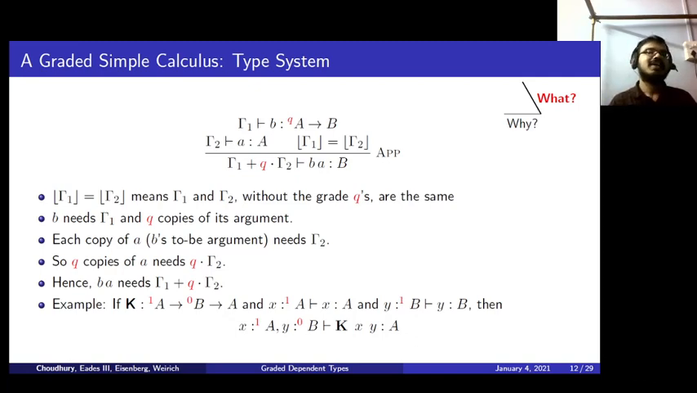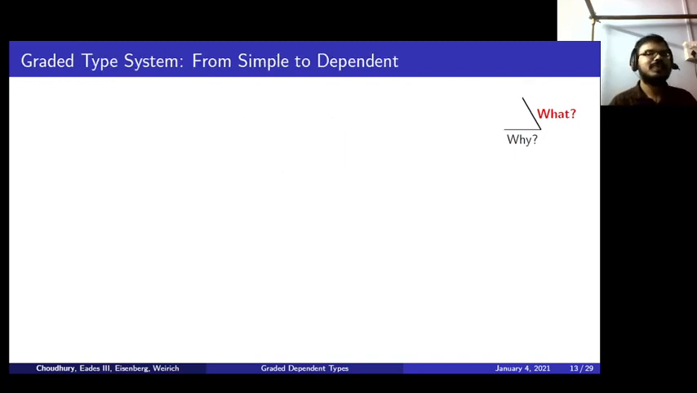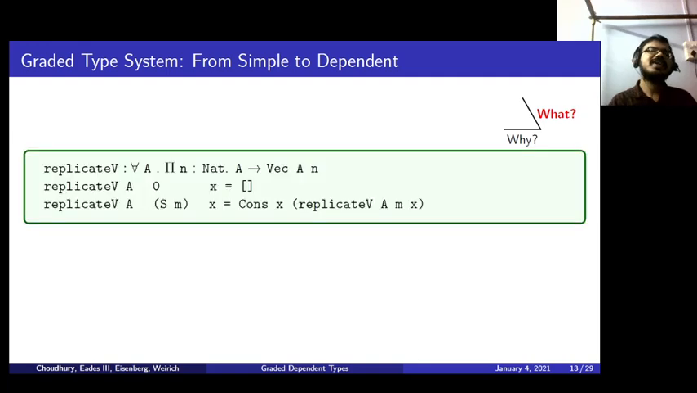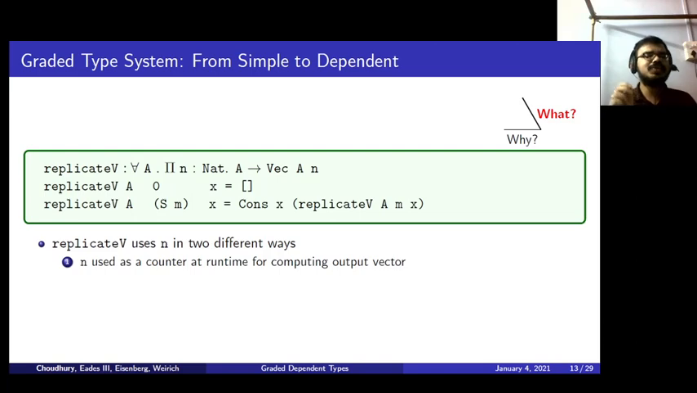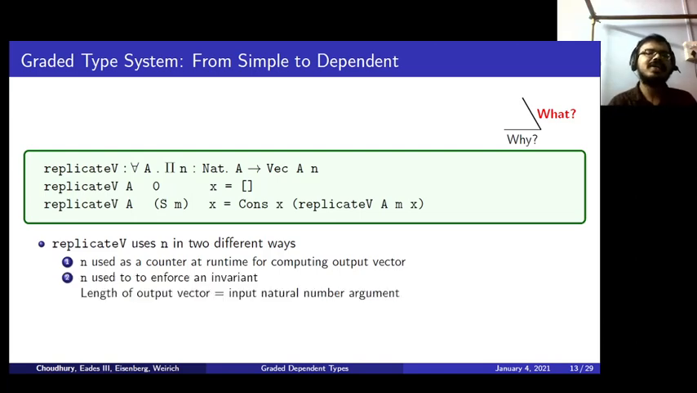So with this introduction to a graded simple calculus, let's try to move to dependent types. Now consider the replicate example again. The definition is the same, but the type is more precise. Instead of a list, we now return a vector whose length is equal to the input natural number argument. Now, replicate V uses n in 2 different ways. One is to compute the output vector, where n is used as a counter during runtime, and the other is to enforce the invariant that the length of the output vector is equal to the input natural number argument.